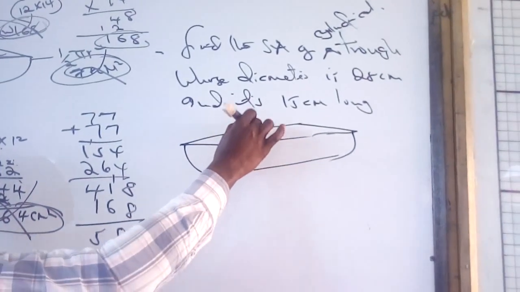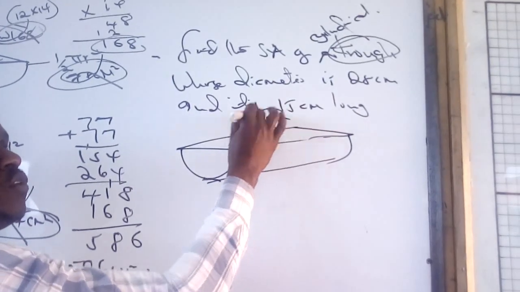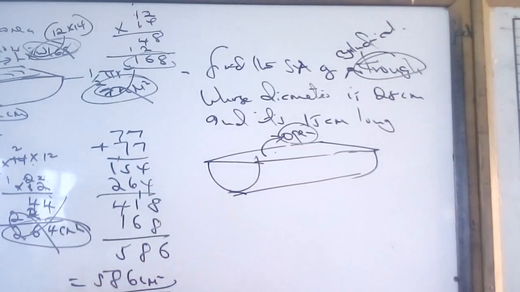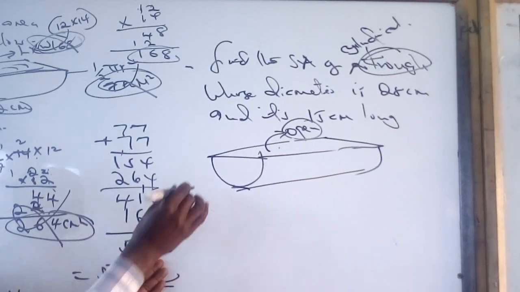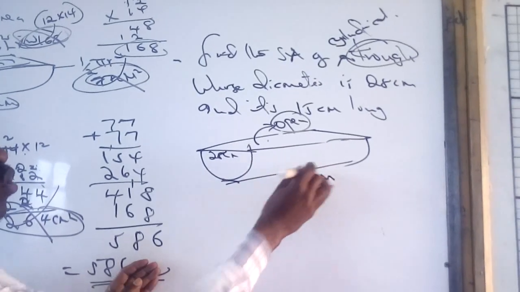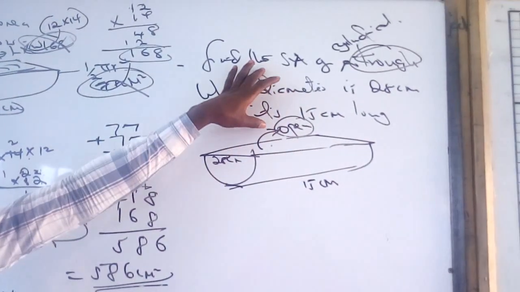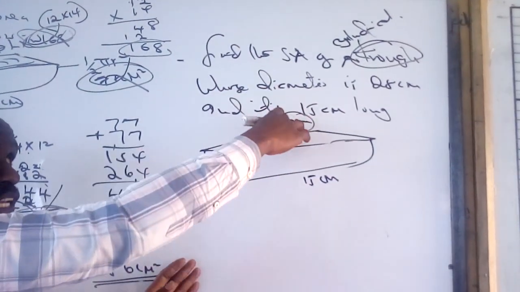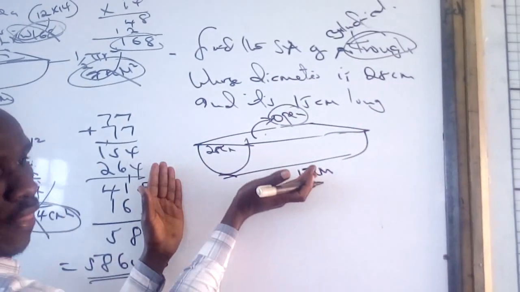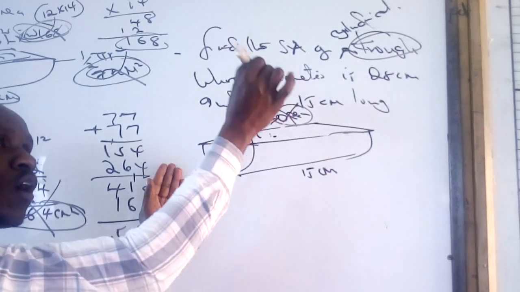So a trough means that it is open, mostly used in feeding animals in our reserves. So it is open at the top. So in our discussion, the diameter is 28 and it is 15 centimeters long. What does this simply explain? It explains that if this is our cylinder, it has only 3 surfaces. That is the first face, second, and the third. But on the top, there is no surface because it is open.